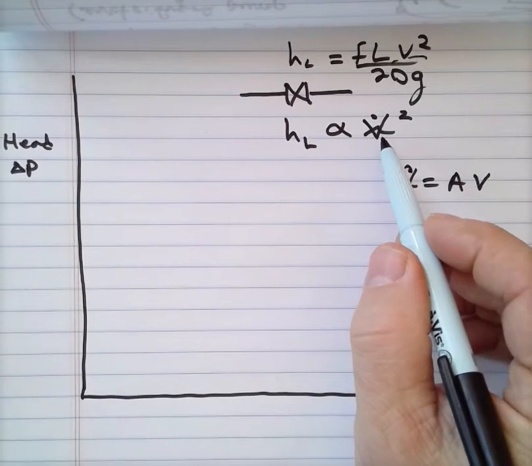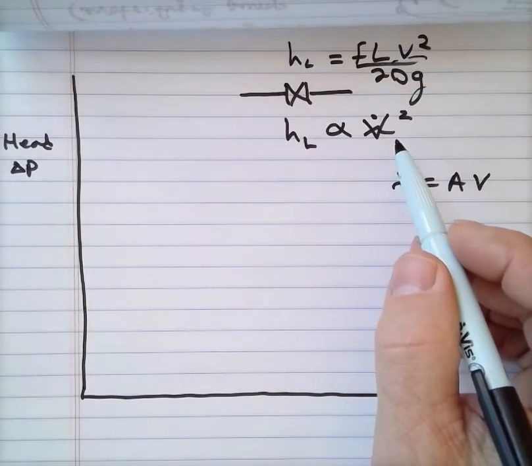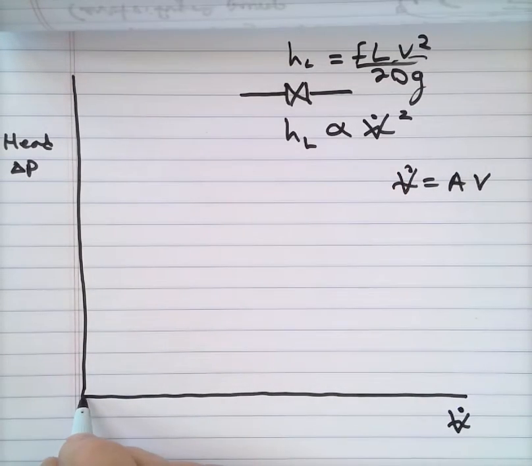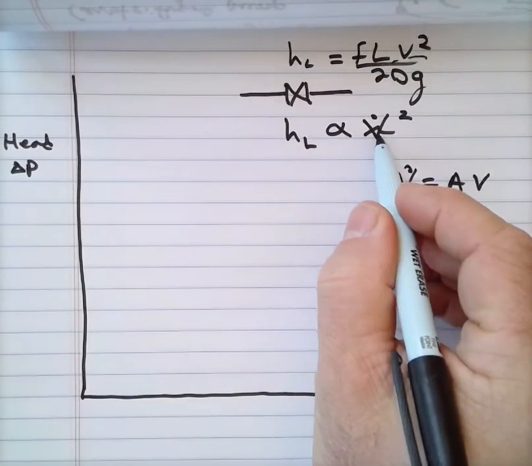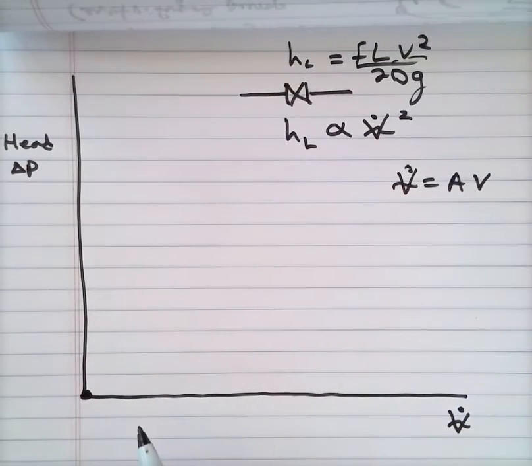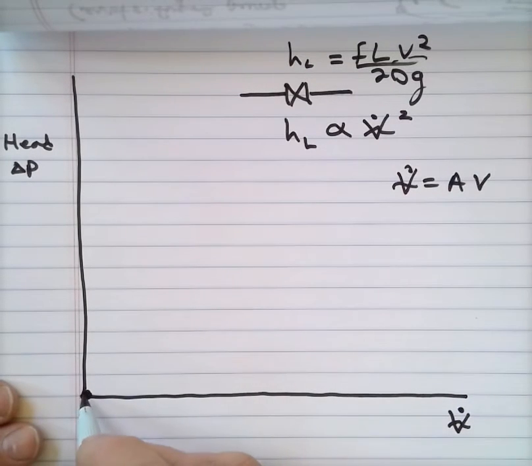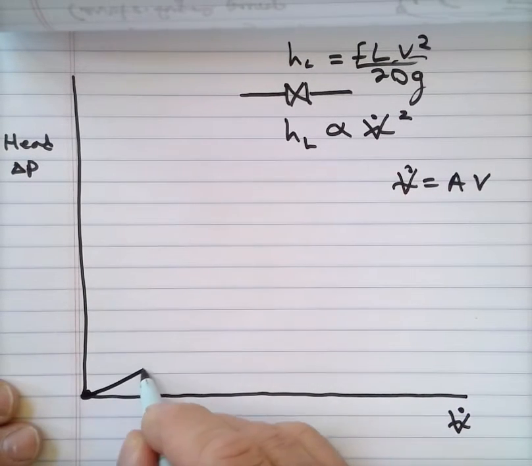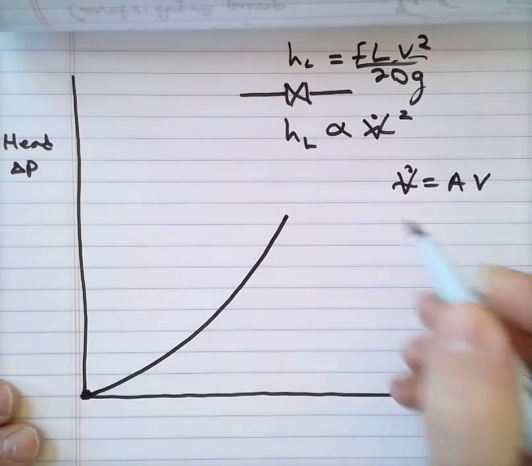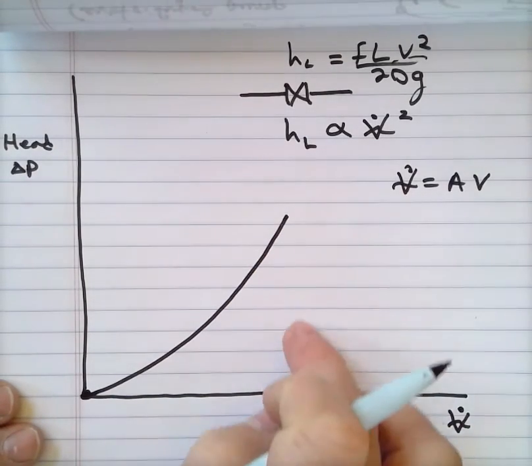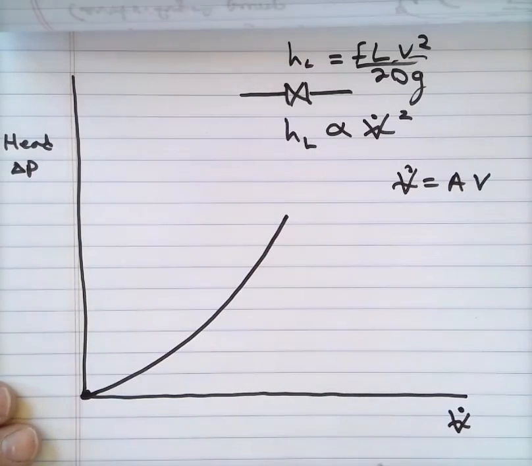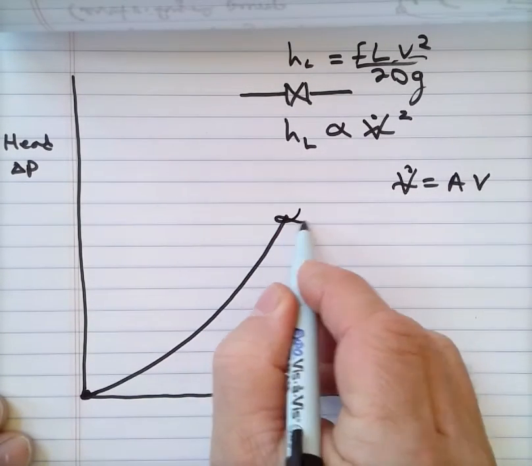You should recognize that this should give us a parabola. And in the parabola, if there's 0 volume flow rate, there'd be 0 head loss. And the more volume flow rate there is, the more head loss there is by a factor squared. So this is called a head loss curve.